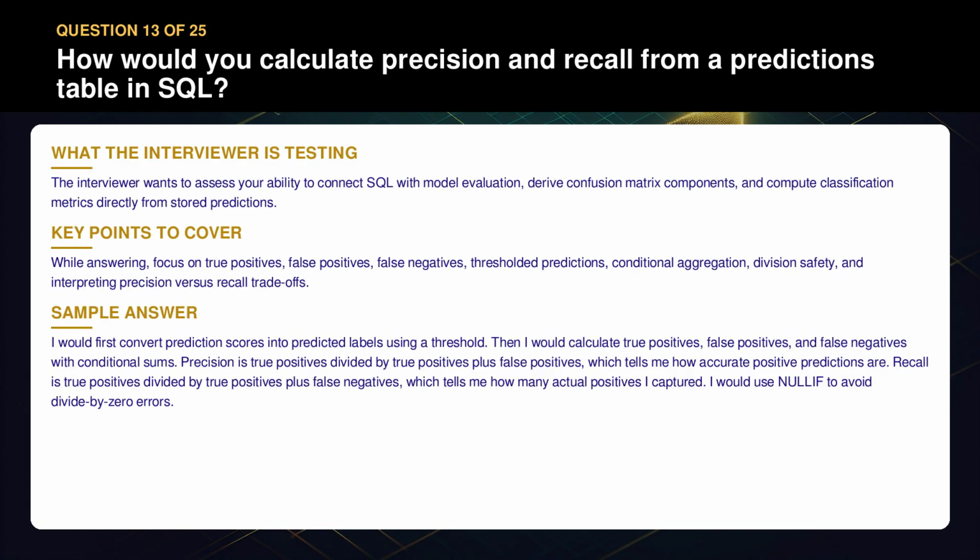I would first convert prediction scores into predicted labels using a threshold. Then I would calculate true positives, false positives, and false negatives with conditional sums. Precision is true positives divided by true positives plus false positives, which tells me how accurate positive predictions are. Recall is true positives divided by true positives plus false negatives, which tells me how many actual positives I captured. I would use NULLIF to avoid divide by zero errors.